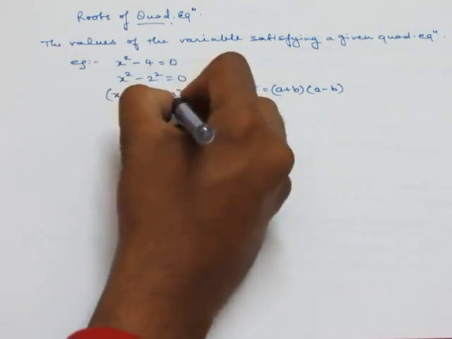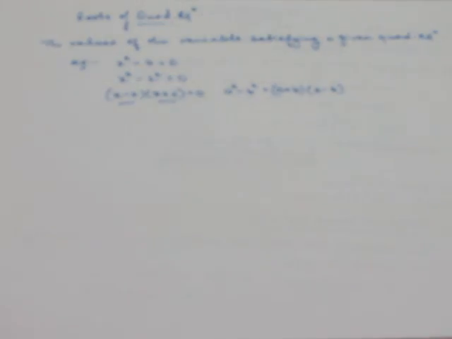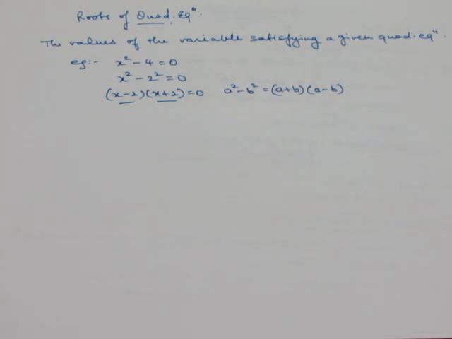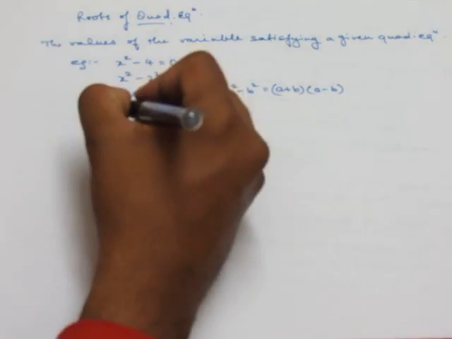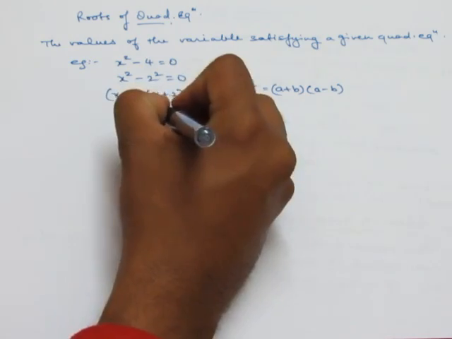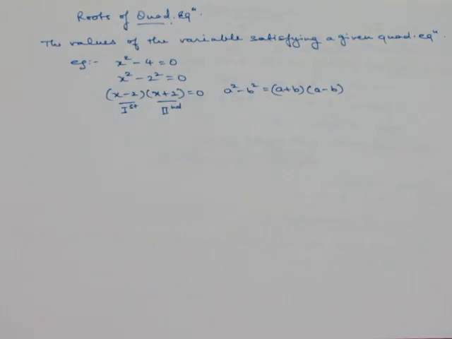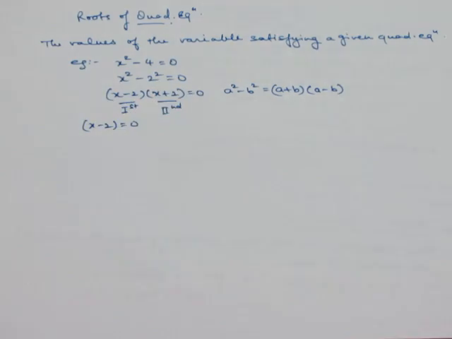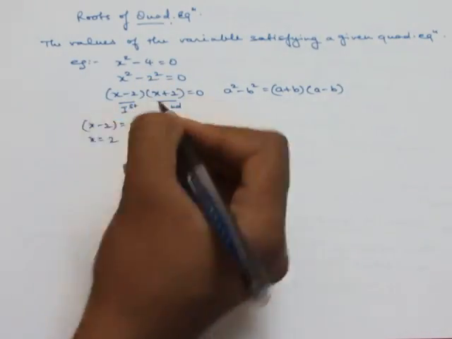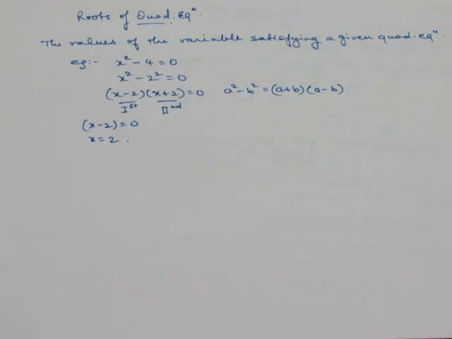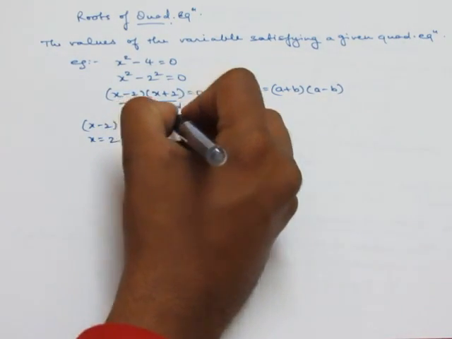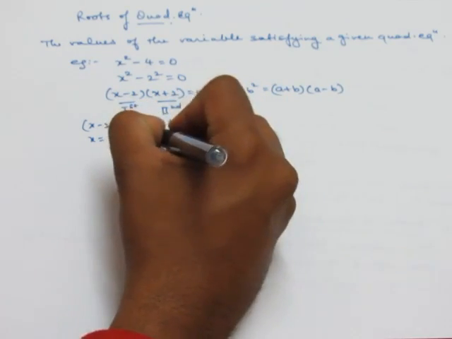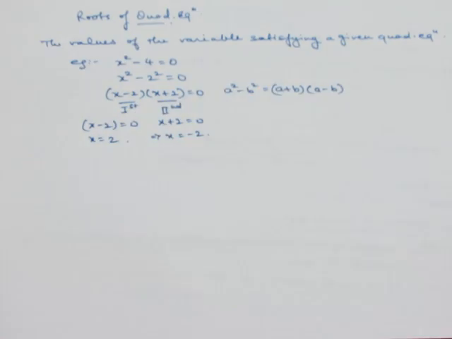So if the product of two terms is 0, I can say either the first term is 0 or the second term is 0. If the first one is 0, I can write x minus 2 equals to 0 and I'll get x equals to 2. And if the second term is 0, I get x plus 2 equals to 0, then I get x equals to minus 2.